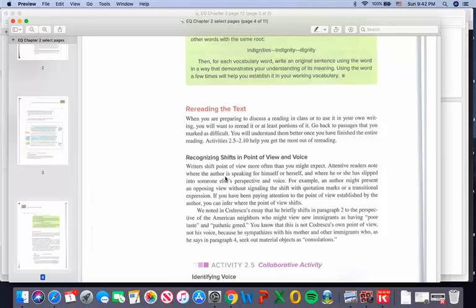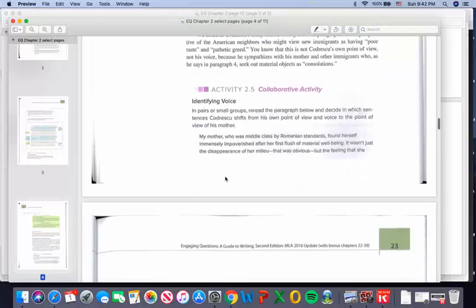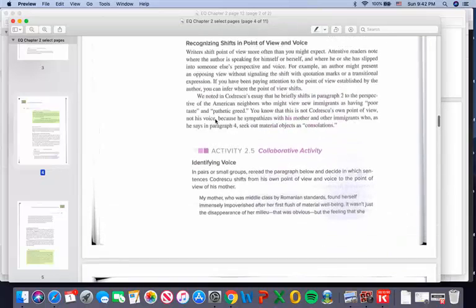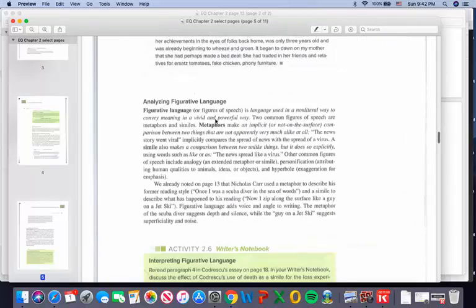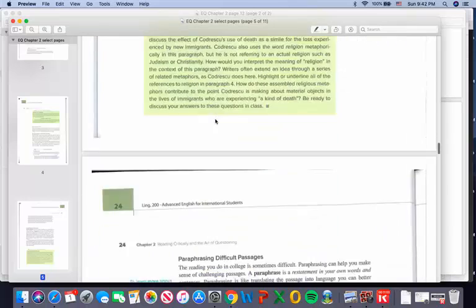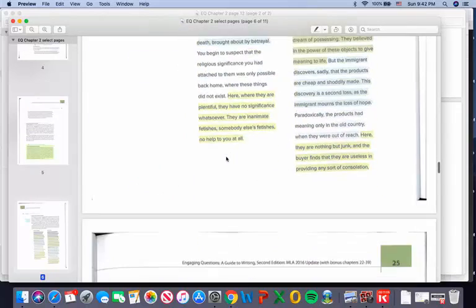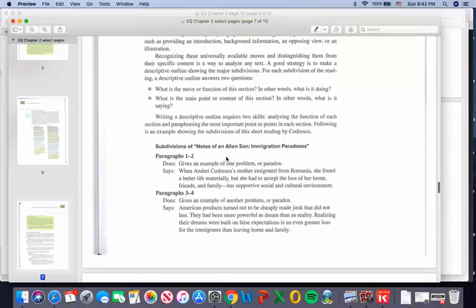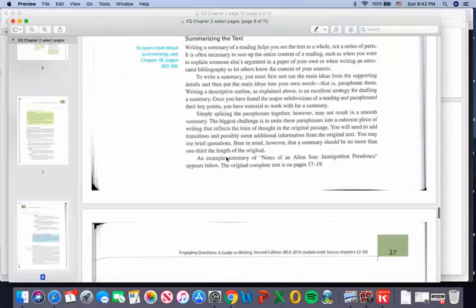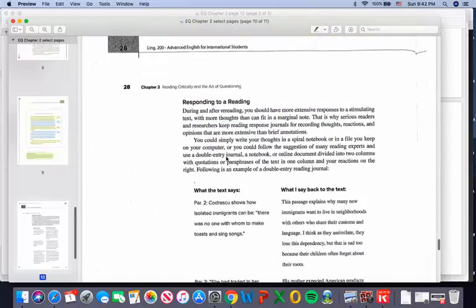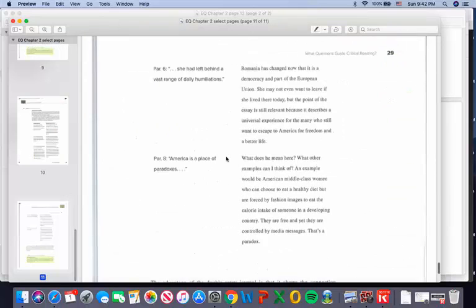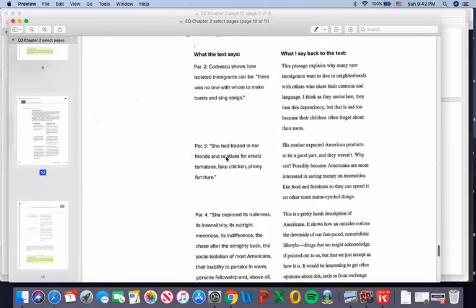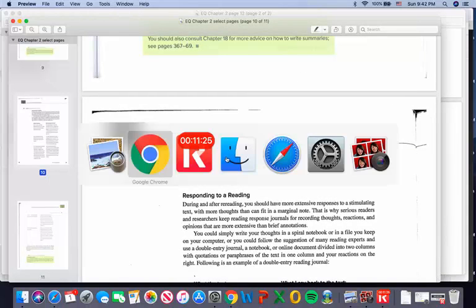So we've got these recognizing shifts in point of view and voice. Maybe that's it. Identifying voice. Okay, that might be kind of the same sort of level. Let's see. Analyzing figurative language, paraphrasing difficult passages. These all kind of seem to be within that category. So finding the writer's moves in a text, summarizing the text. So let's see, responding to a reading. And then that puts us on page 29, kind of the end of the scanned pages. And so let's see how many options.